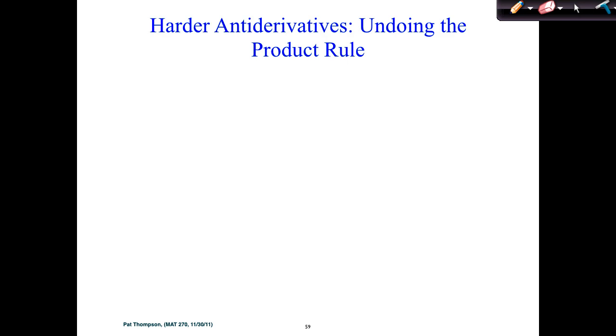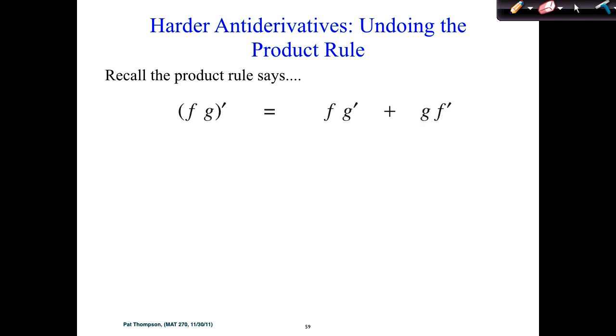Okay, undoing the product rule. So what is the product rule? It says when you have the product of two functions, the derivative is not the derivative of the first times the derivative of the second, though it's been tried by thousands of calculus students over the ages. It's this instead: the first times the derivative of the second plus the second times the derivative of the first. And you might have proved that in Calc 1, you might have shown where that came from.